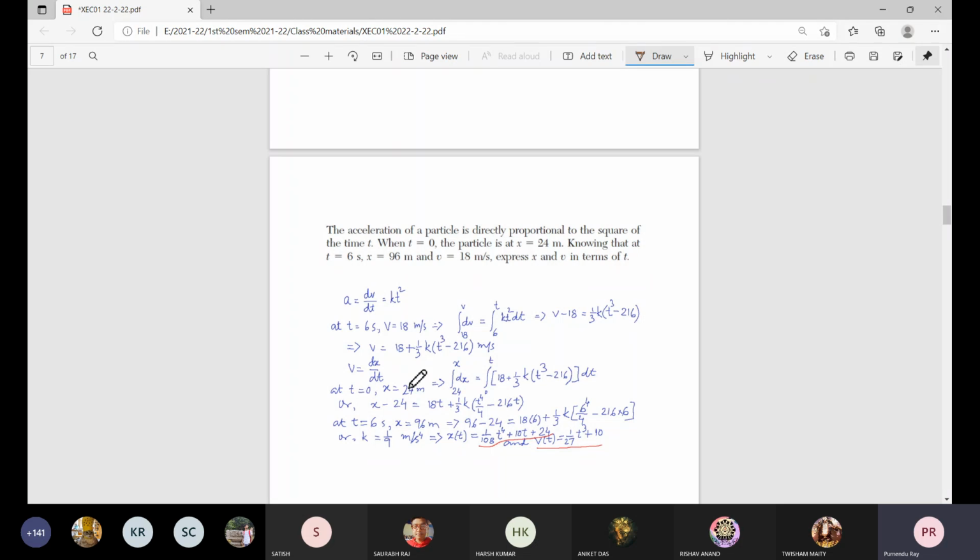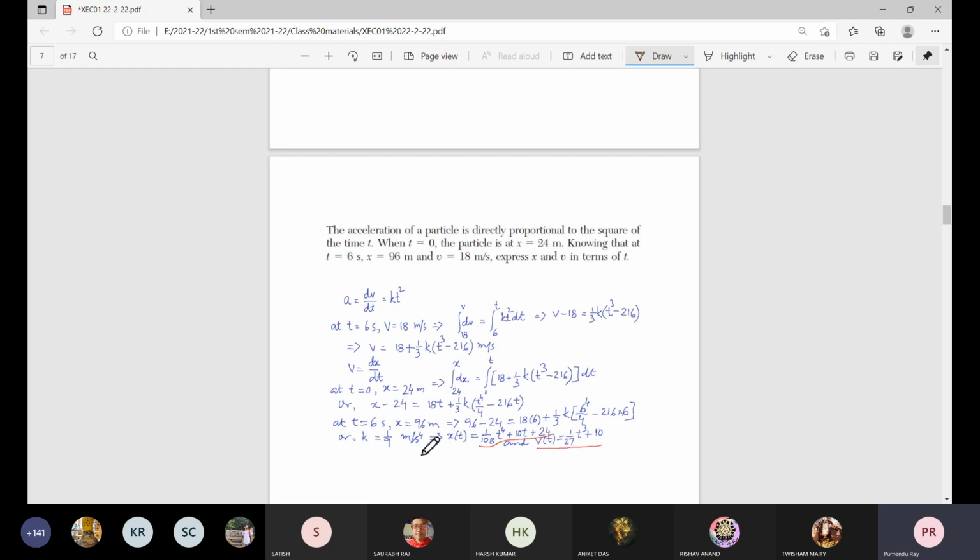Now that v is dx/dt. For given value t is equal to 0, x is 24. From these limits of integration, we get the relation here. And another given information at t is equal to 6 seconds, x is equal to 96 meter. Put it here and find the value of k. So k is 1/9 meter per second to the power 4.